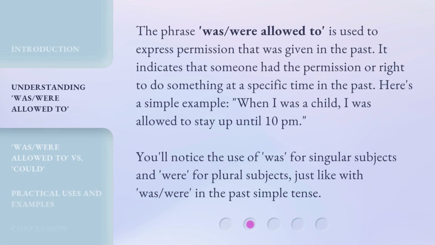The phrase "was, were allowed to" is used to express permission that was given in the past. It indicates that someone had the permission or right to do something at a specific time in the past. Here's a simple example. When I was a child, I was allowed to stay up until 10 p.m. You'll notice the use of "was" for singular subjects and "were" for plural subjects, just like with "was, were" in the past simple tense.